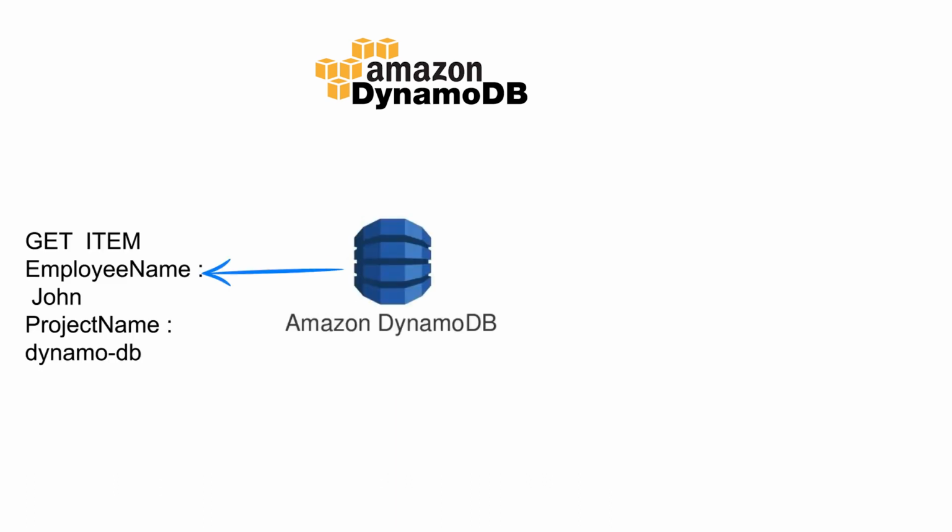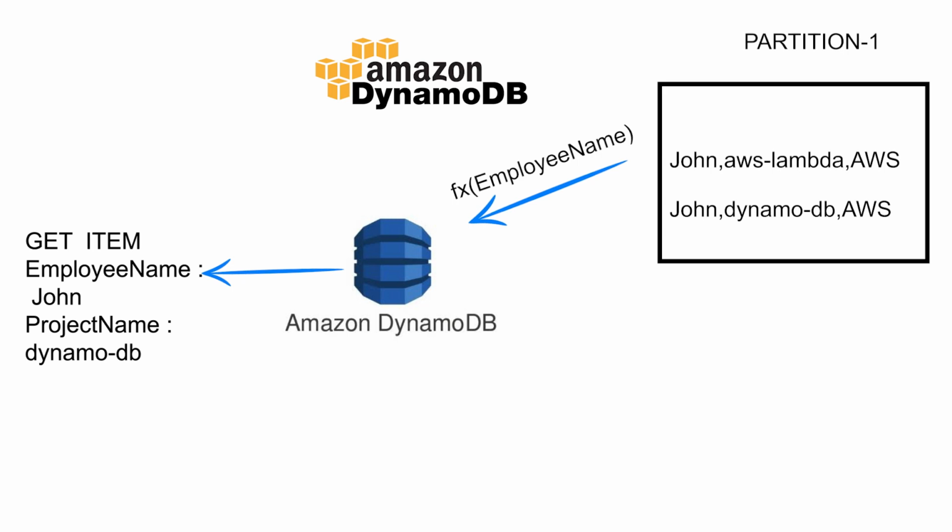Now we try to get an item from the DynamoDB table with the employee name as John and the project name as DynamoDB. First, hash code would be selected based on the employee name and the partition would be partition 1. Now in partition 1, we have two entries, John AWS Lambda and John DynamoDB. To get the correct item, since the partition key is the same, DynamoDB would use the range key, that is the project name, to search in the partition and retrieve that particular item, that is John DynamoDB.